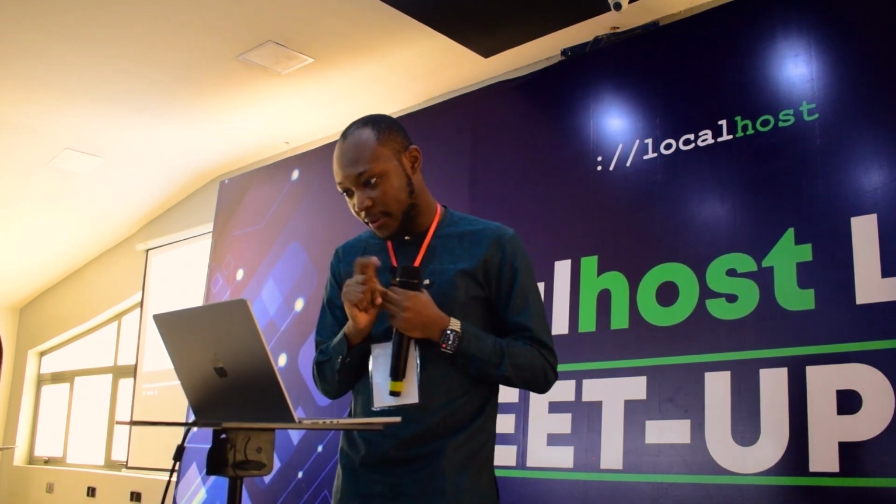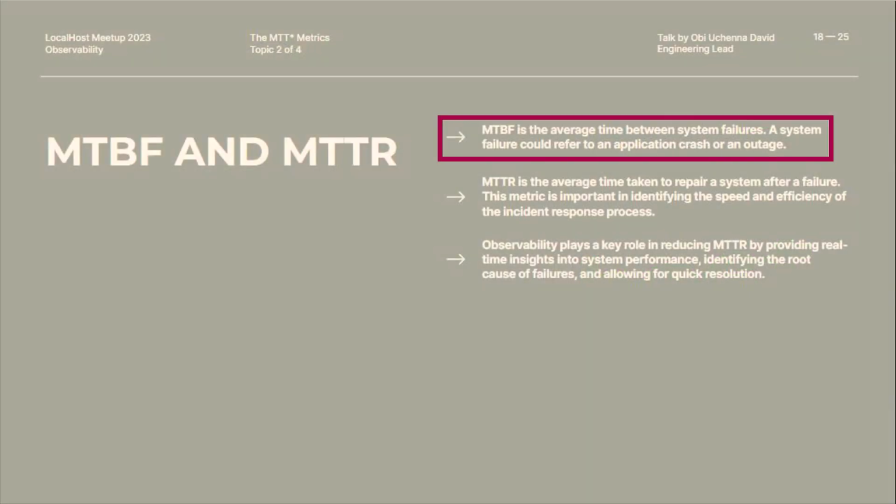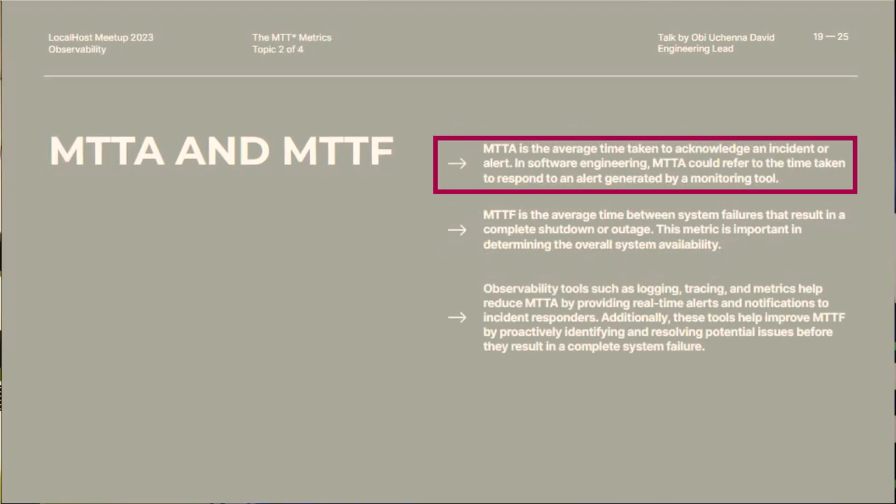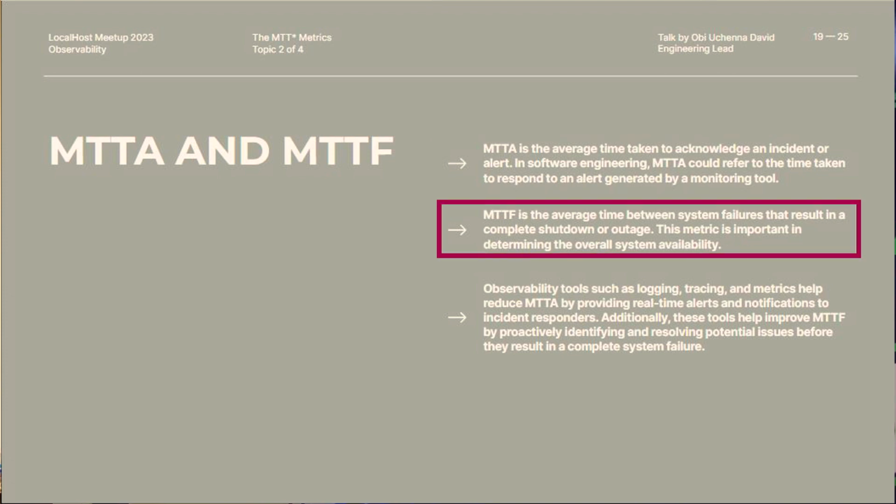So mean time between failures is the average time between system failures, basically. Mean time to repair is the time it takes you to repair after a failure. MTTA is mean time to acknowledge that there was an incident. And mean time to failure, MTTF, is the average time it takes for a system to encounter an unrecoverable failure, right?